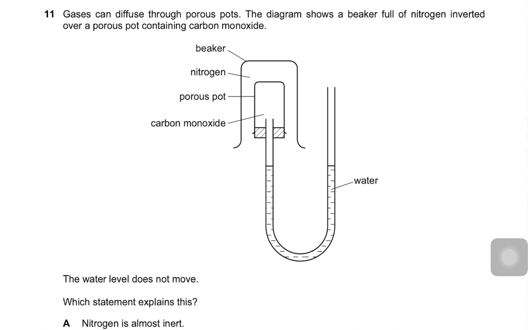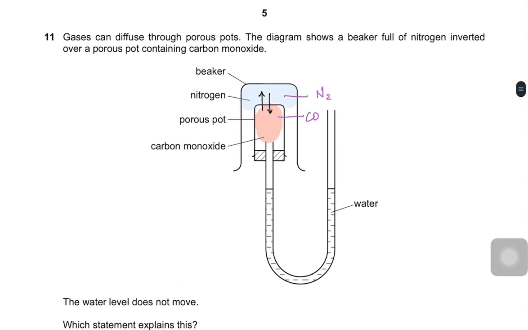It says gases can diffuse through porous pots. The diagram shows a beaker full of nitrogen inverted over a porous pot containing carbon monoxide. So I want you to notice that over here they have nitrogen, and over here they have carbon monoxide. And since it is a porous pot, we can imagine that both gases want to diffuse in the opposite direction. And obviously their diffusion is governed by their molecular masses. So let's see, the water level does not move, which statement explains this.